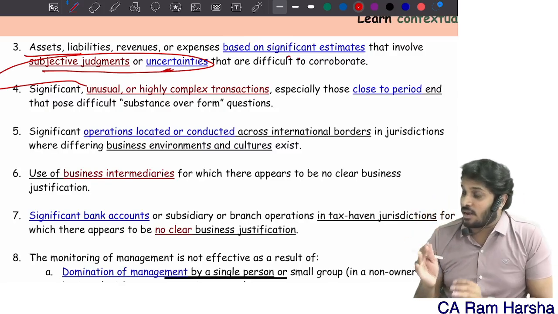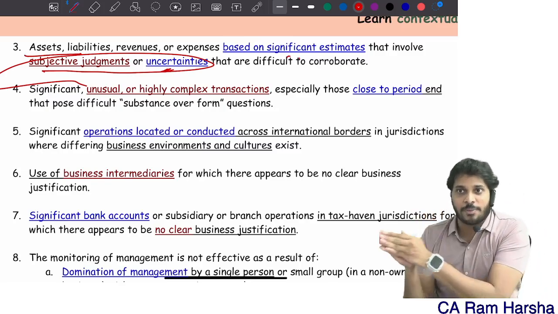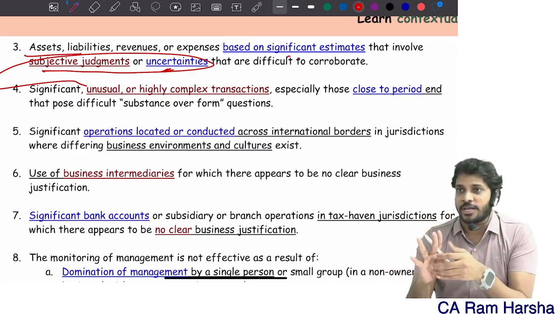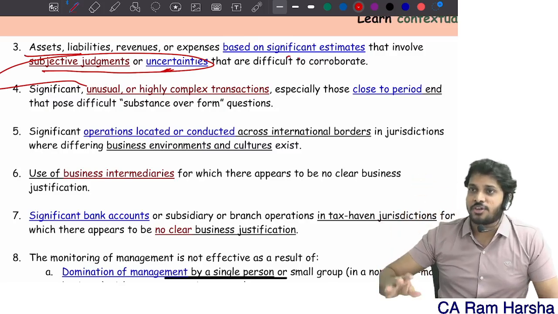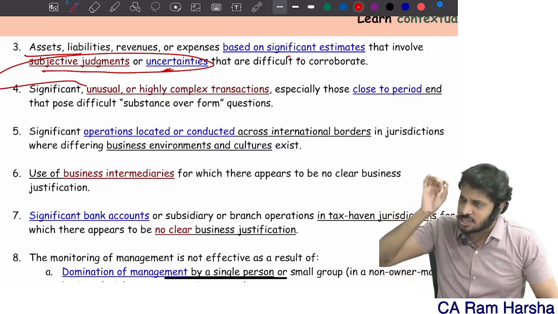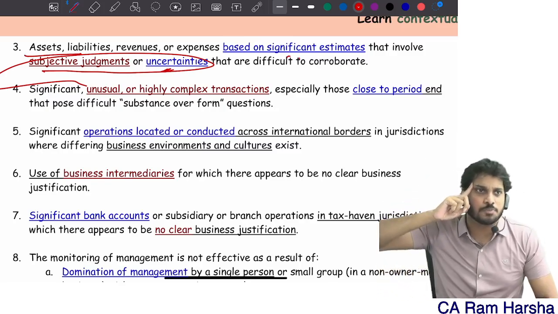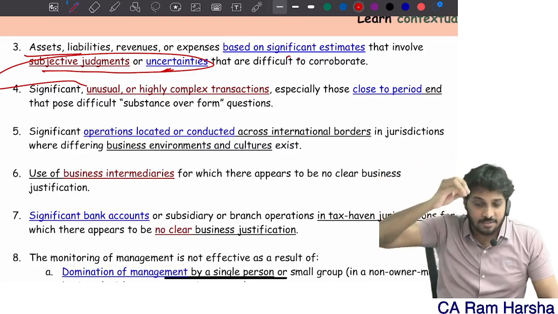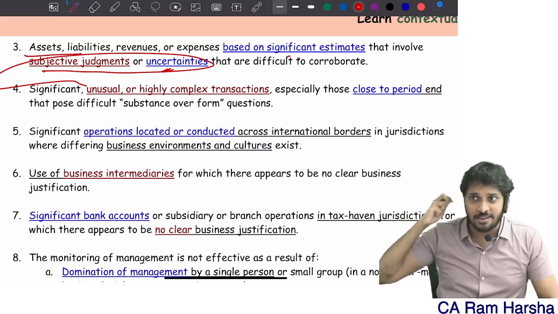All these assets, I will take improper assumptions, improper judgments, and do fraudulent financial reporting. I can show the profit of the company much better than the actual profit they have. Imagine when you are reading this audit, these big companies like Reliance, Adani, they will have all this.